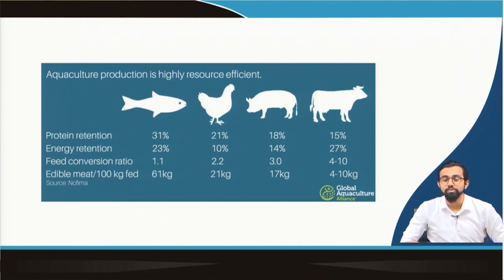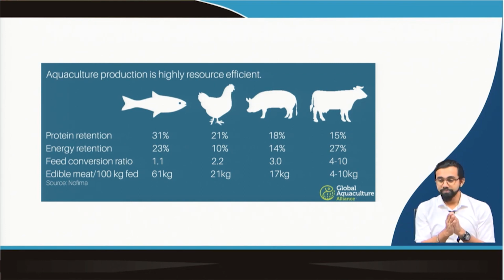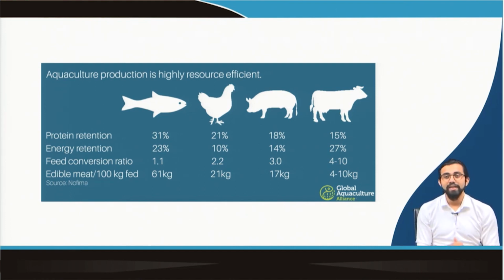Now you must be confused: what is the feed conversion ratio? Feed conversion ratio means, in the numerator you have the amount of feed that you have supplied, and in the denominator you have the amount that is actually converted into biomass. Suppose you have supplied 11 kg of feed, and at the end your fish production is 10 kg. So what will be the feed conversion ratio? 11 by 10, 1.1. That is the scenario in the case of fish.